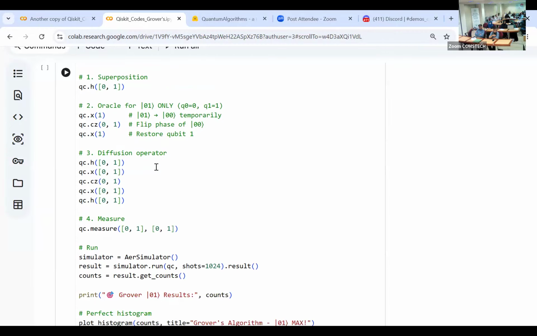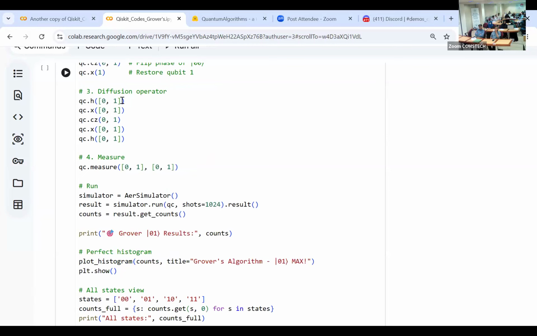After that, in the third step, we are going to apply the diffusion operator. The diffusion operator basically consists of all these gates, which I have shown you earlier. First, we are going to apply the Hadamard gate, then the X gate, then the CZ gate, the control Z gate, then again the X gate, and again the Hadamard gate. And after that, we're going to perform the measurement. We're going to measure the state.